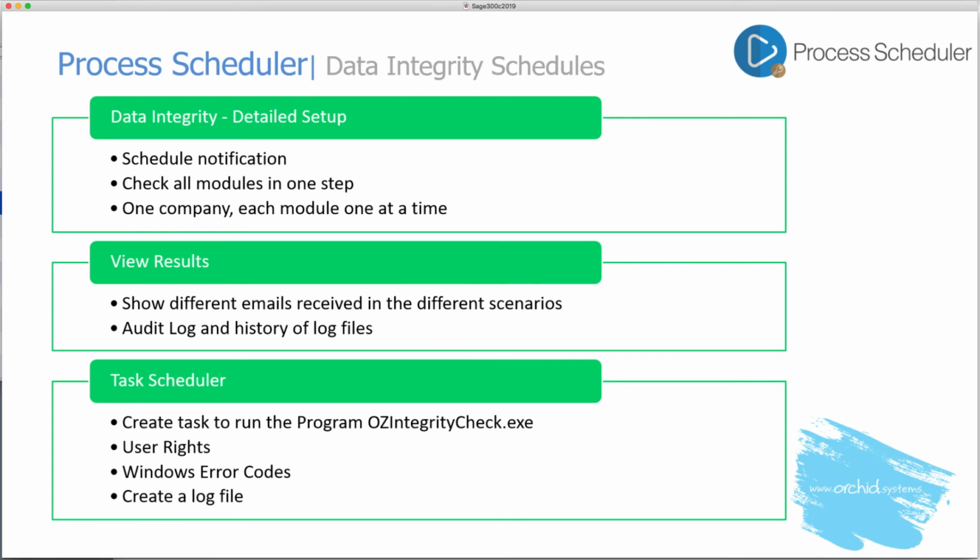So we've seen how to set up some data integrity schedules, detailed setup, checking all modules in one step or one module at a time. You can do that within one company or across multiple companies. We've looked at the results, the different emails received in the different scenarios, looked at the audit log, and noticed that if you spend a little bit of time to configure your data integrity check one step at a time, you can view a history of all the log files from within Process Scheduler. Finally, we've looked at Task Scheduler and how to create a task to run OS Integrity Check EXE, discussed user rights, the various response codes you get, errors or success, and how to create a log file.